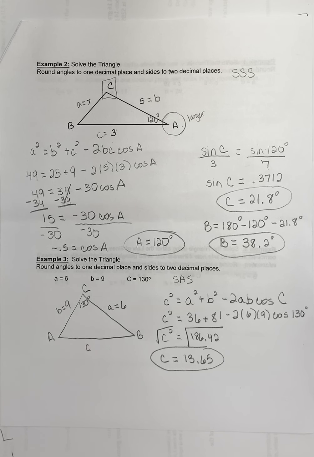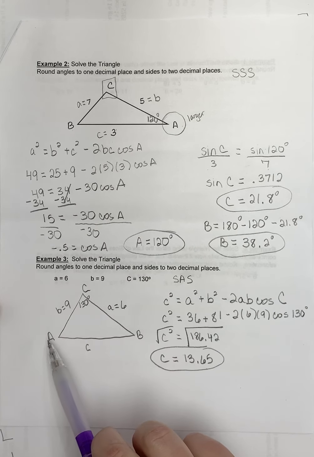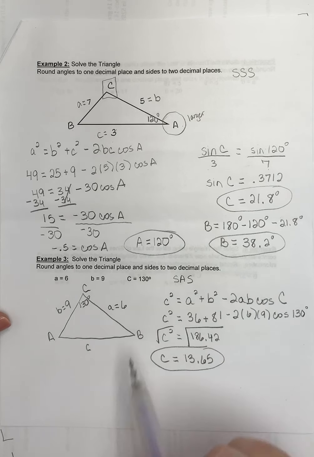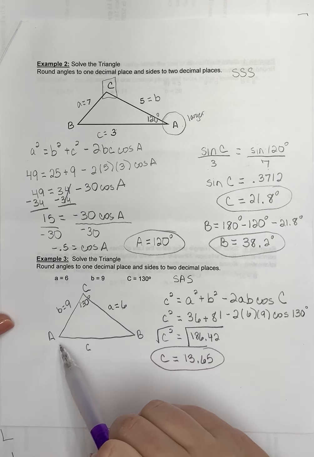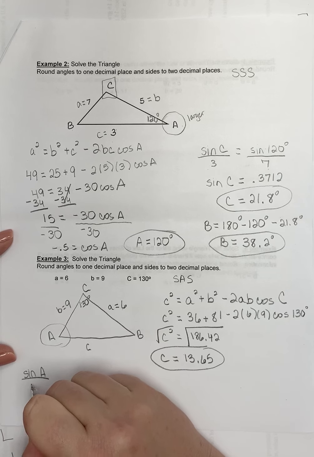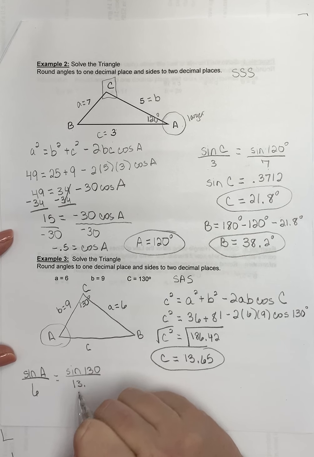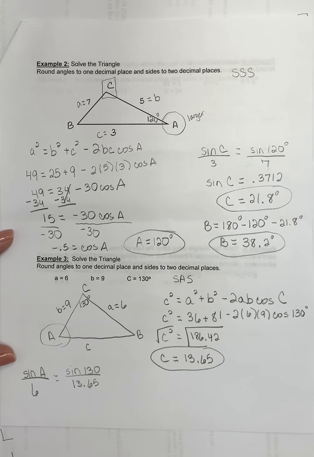Okay, now we have all the information for C, so I'm going to switch back to law of sines. And again, you don't have to do that. I just find it a lot easier when solving for an angle. Okay, if I'm going to use law of sines, I have to decide, am I going to be solving for angle A or angle B? Angle A is going to be smaller since side A is smaller. I'm going to put that on the top, 6 on the bottom, sine of 130 on the top, and side C, 13.65 on the bottom.